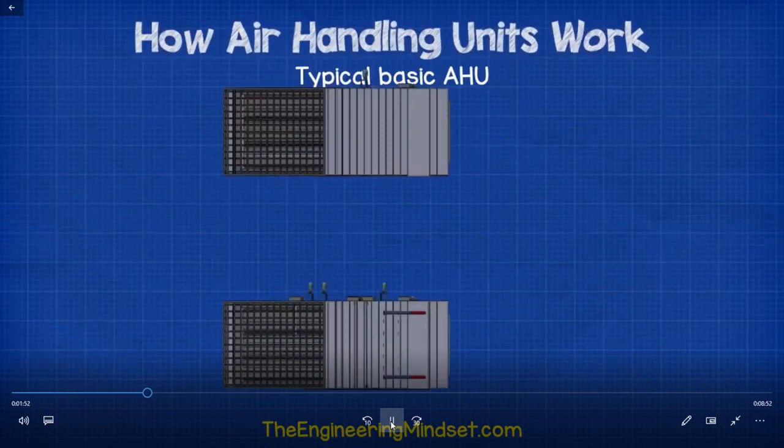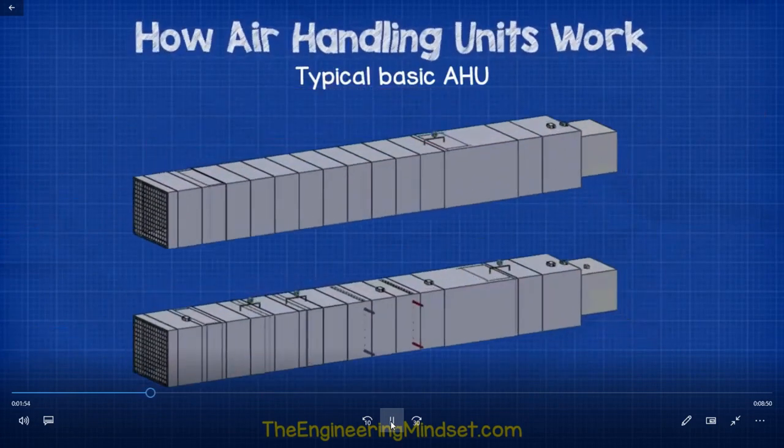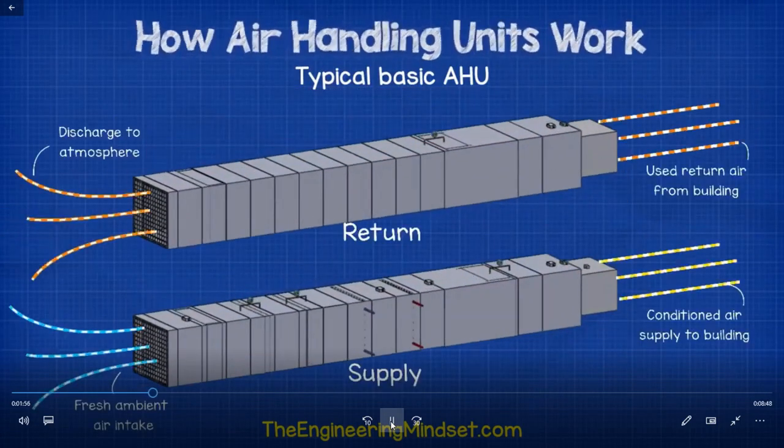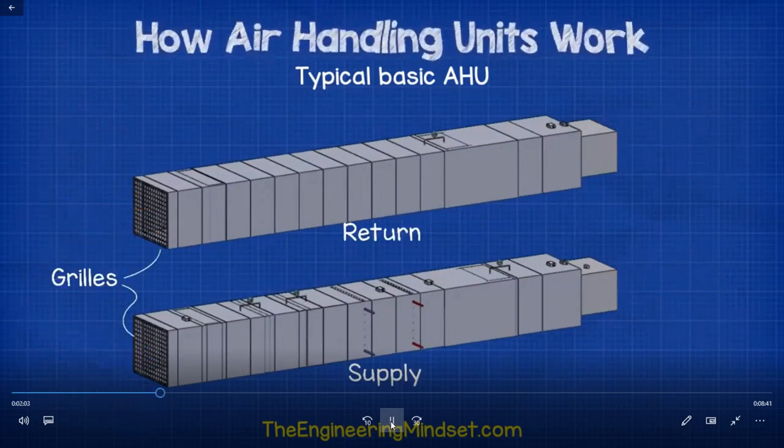Let's have a look at a simple, typical AHU design, and then we'll look at some more advanced ones. In this very basic model, we have two AHU housings for flow and return air. At the very front, on the inlet and the outlet of each housing, we have a grill to prevent objects and wildlife from entering into the mechanical components inside the AHU.